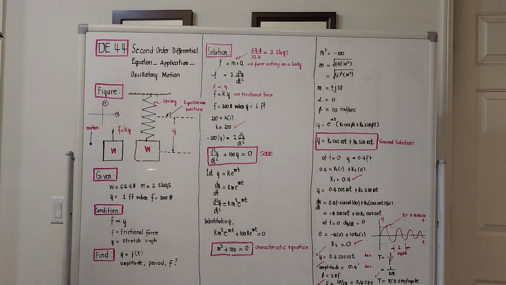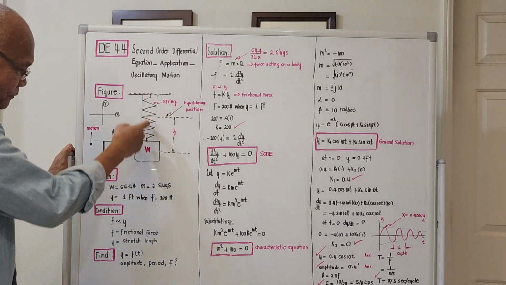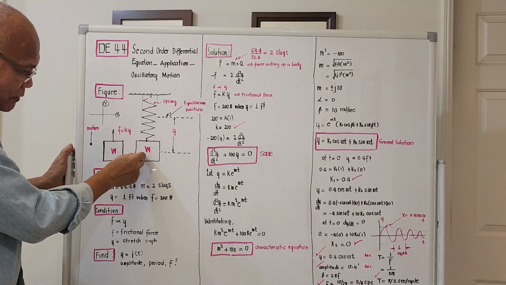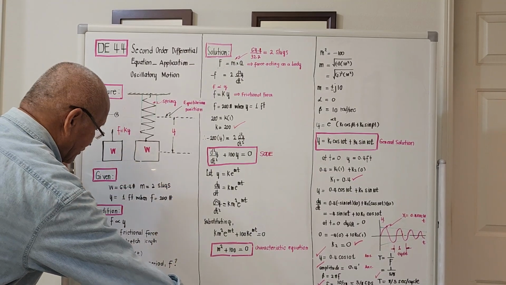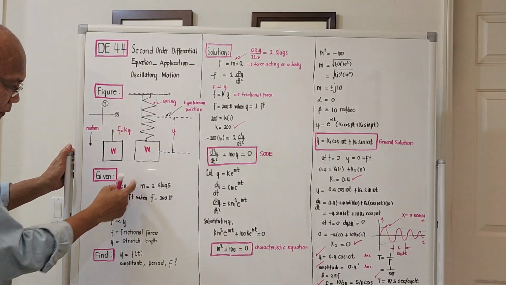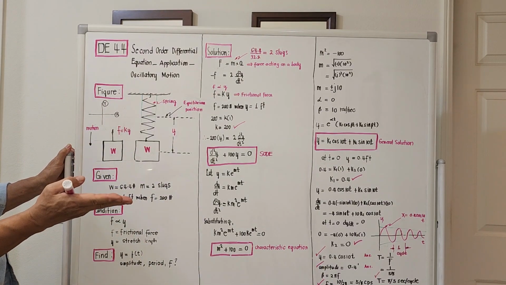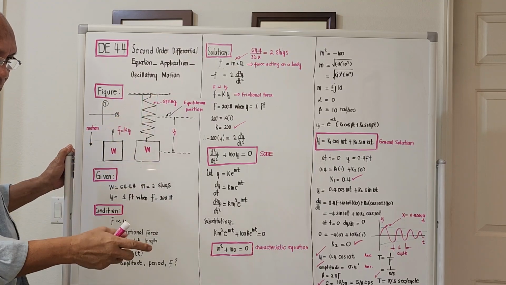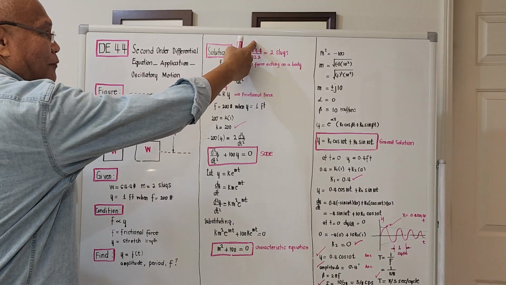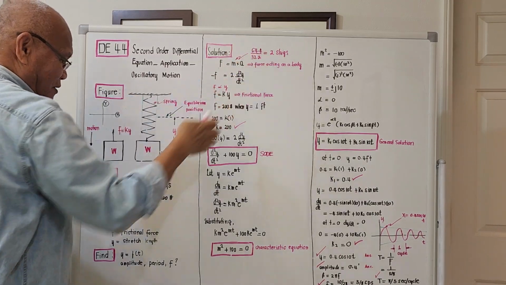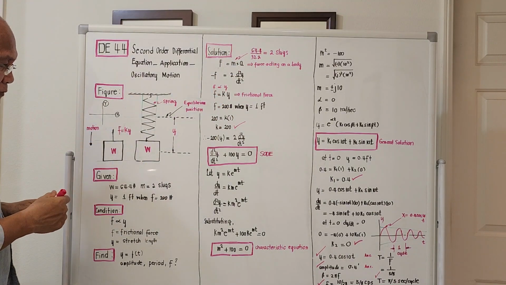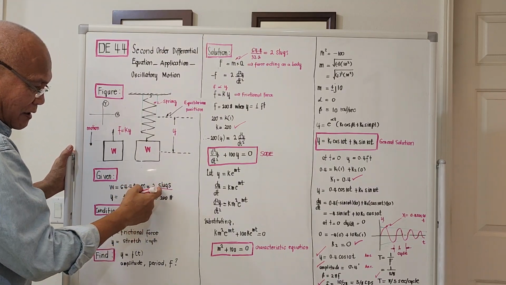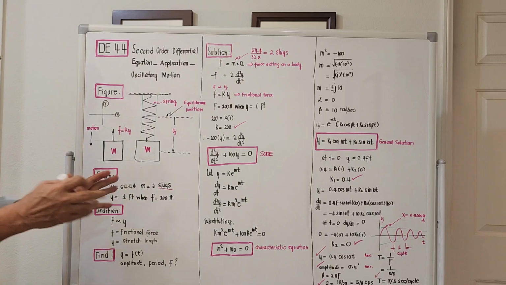I will try to repeat the problem. We are given a spring, and suspended from the spring is a weight W. The total weight is 64.4 pounds. Or the mass is weight over gravitational acceleration, that is 64.4 over 32.2, it is 2 slugs. It was given in the problem that the mass is 2 slugs. Slug is the unit under the so-called English system.